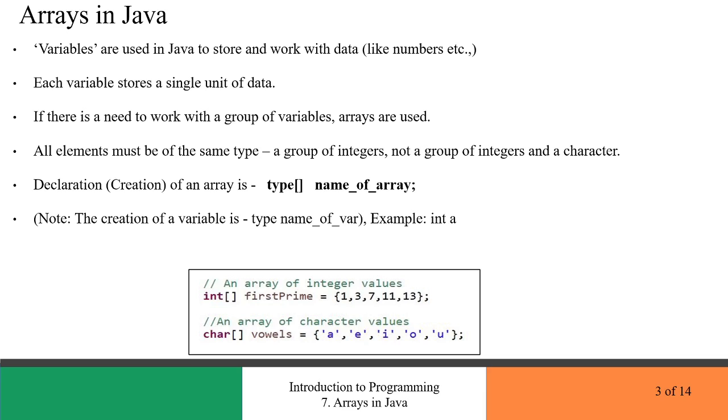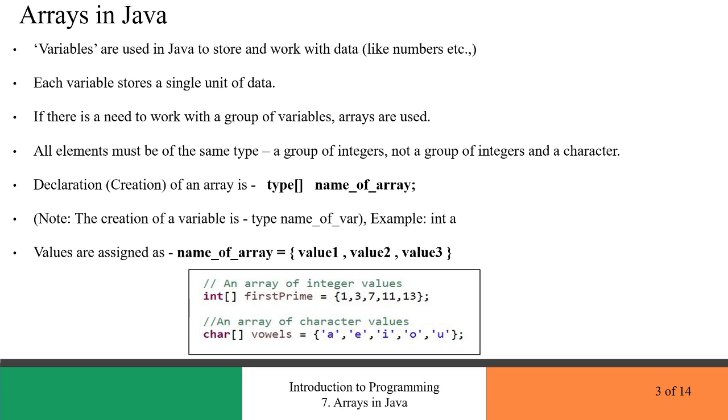Recall that to create a normal variable, the syntax is just the type followed by the name of the variable. Example, int a. The difference between the creation of a normal variable and an array is that for an array variable, we use the square braces to indicate that it is an array and stores a group of variables and not a single variable. The values are assigned as the name of the array equals, within the curly braces, the values separated by commas.